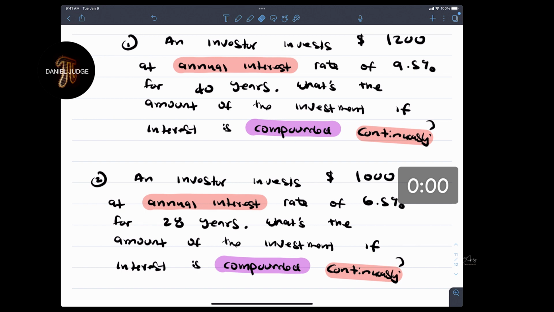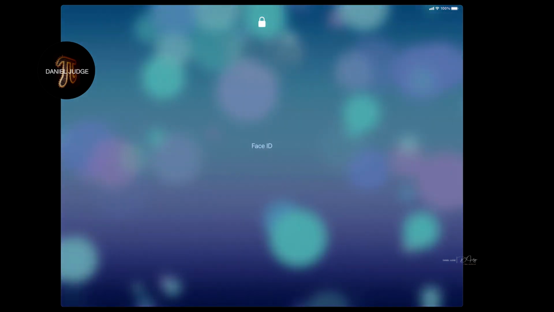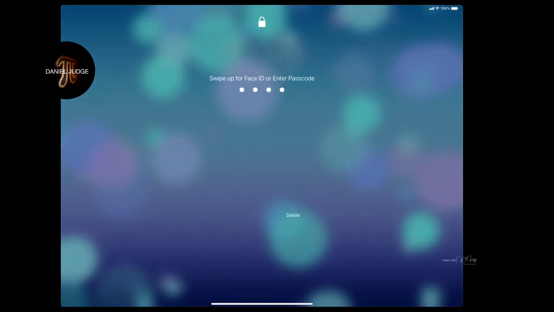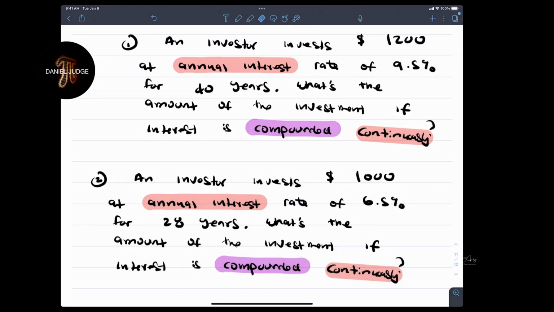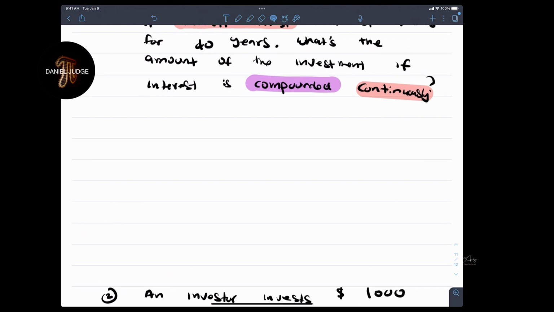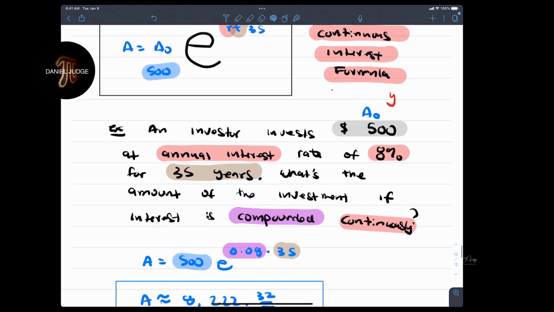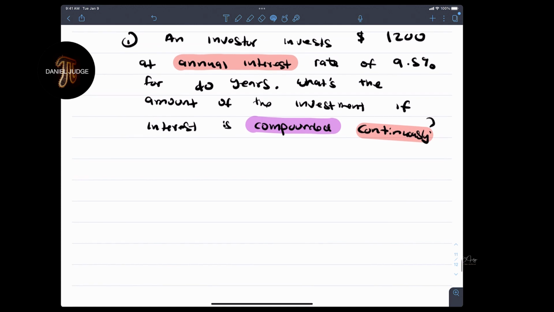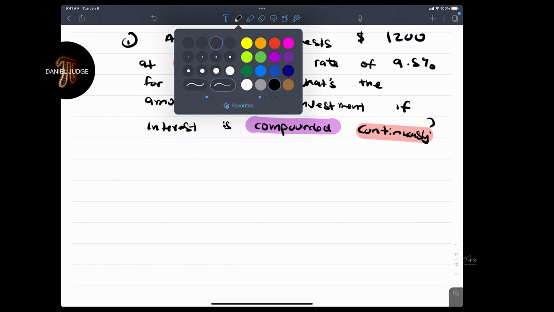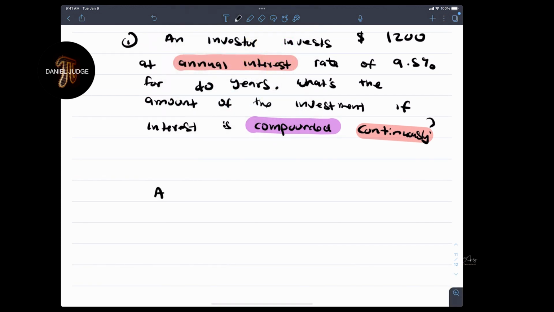All right, what kind of answers did you guys get? Remember, this portion you guys get to use your calculator. What kind of answers are you guys getting here? Okay, you're going to use this formula here, the continuous interest formula. So A naught E to the RT.